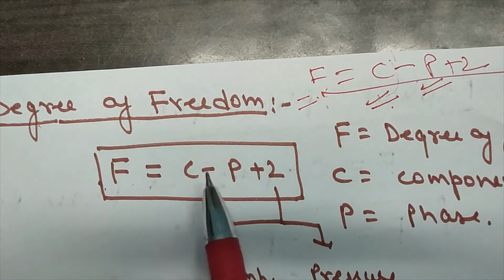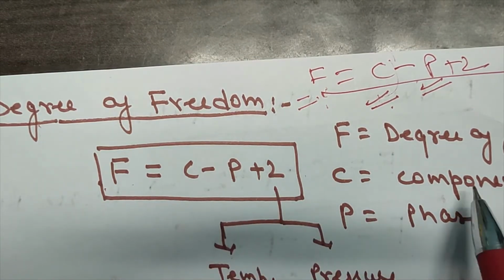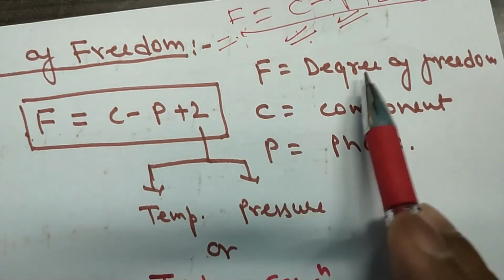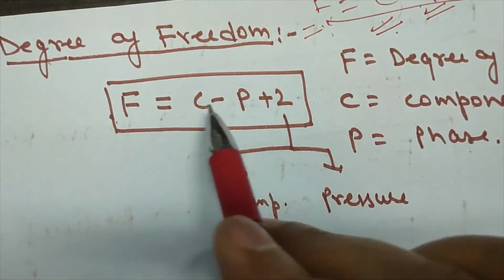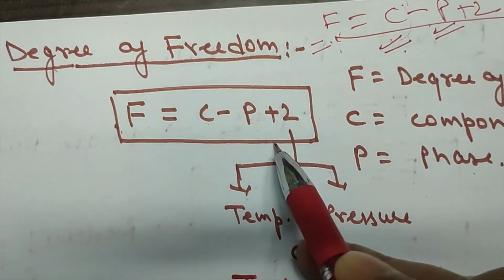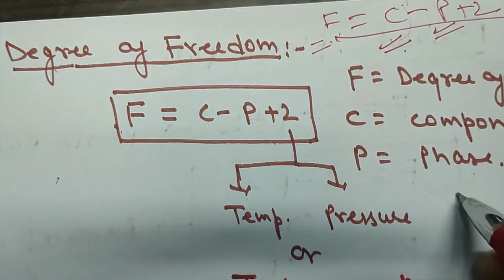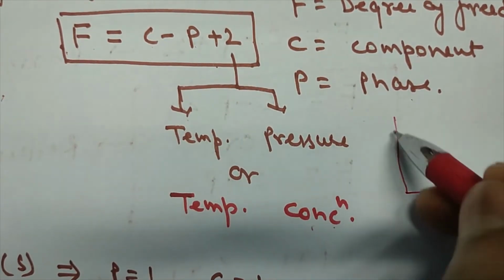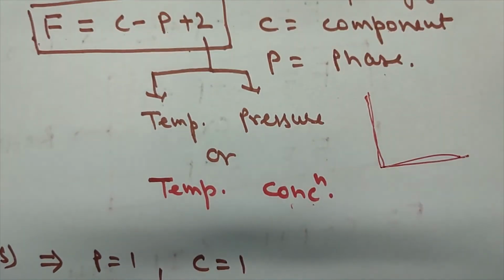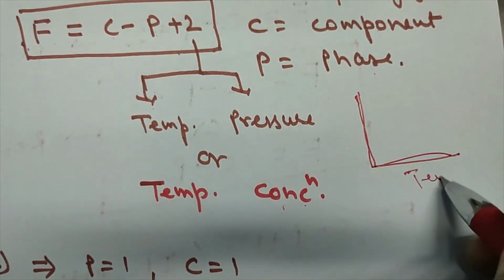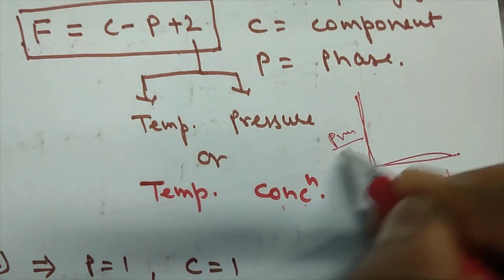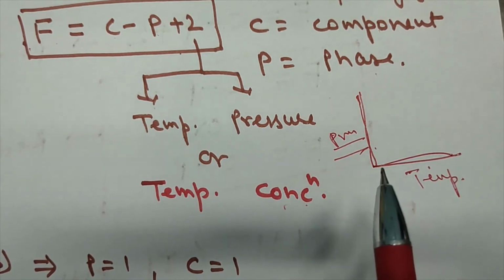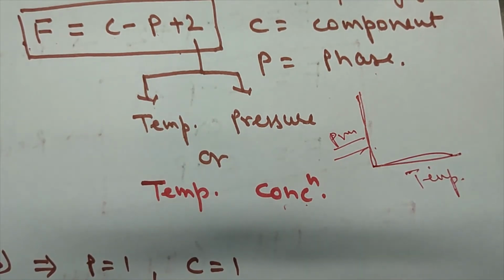This degree of freedom, F is equal to C minus P plus 2. C is the component, I have already mentioned. P is the phase, F is the degree of freedom. Now what is this 2? If you draw anything in 2D, like when you explain anything on paper or on the board, the first is temperature and the second is pressure. Either you take temperature on the x-axis and pressure for any physical thing you are going to explain.